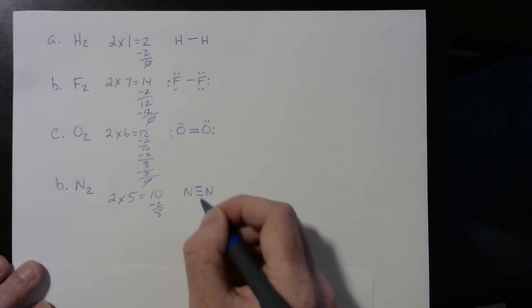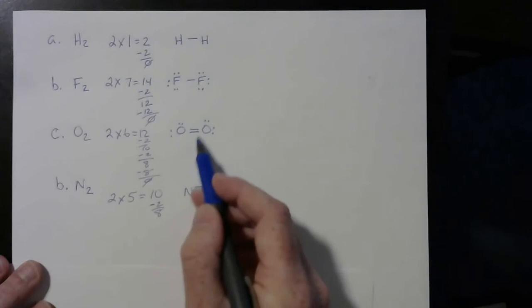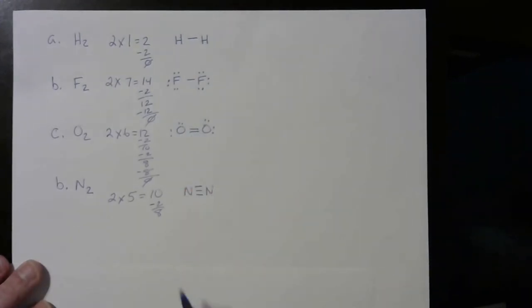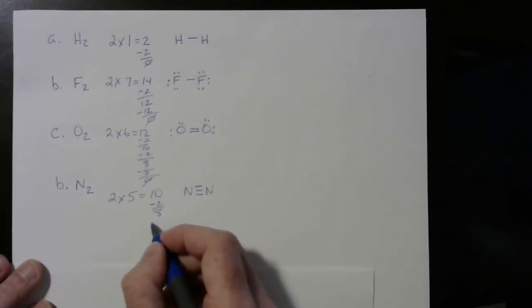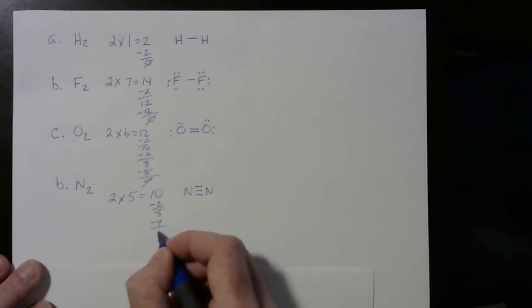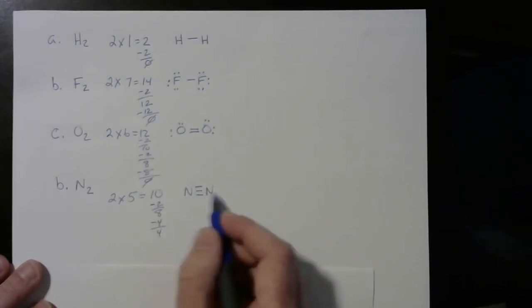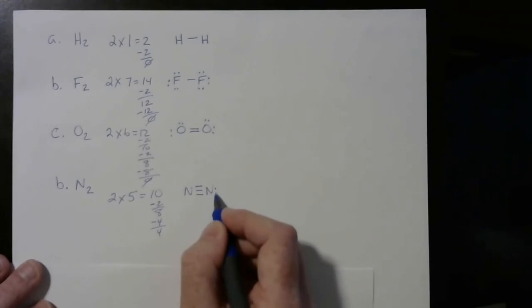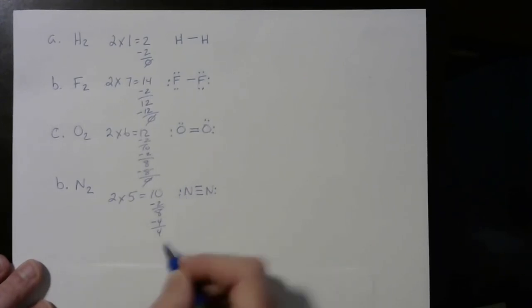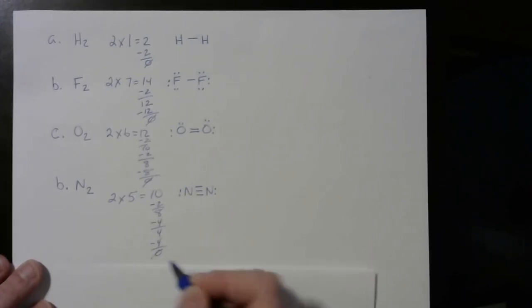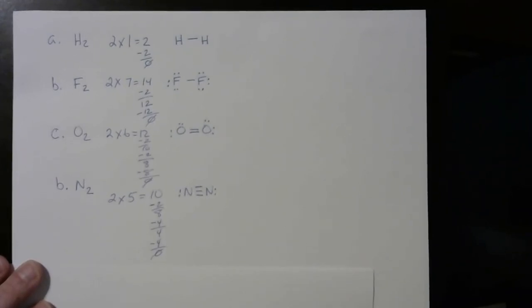Each line represents a bond. So that would be a triple bond. This would be a double bond. But when I add in 4 more and take that away from my total, I've got 4 left. Now each nitrogen only needs 2, so we're just going to stick those on there. I don't have any left, but that is a proper structure that obeys the octet rule.